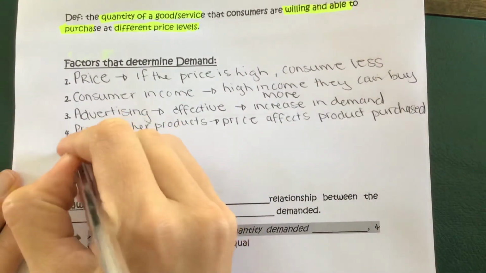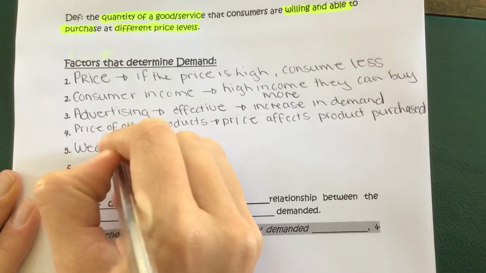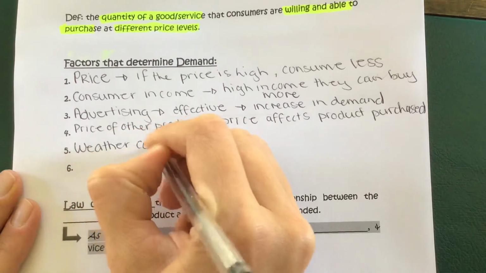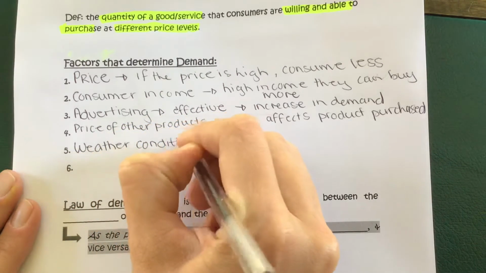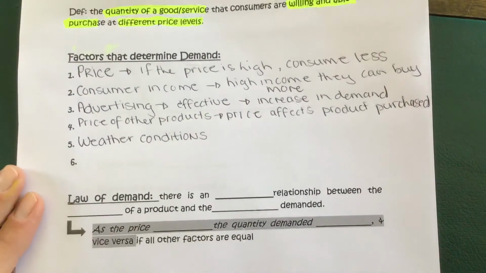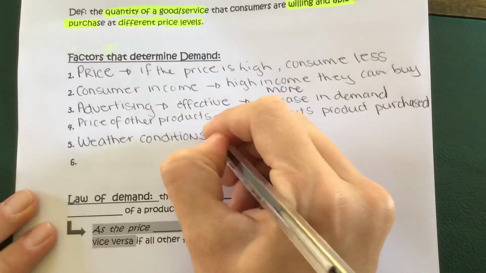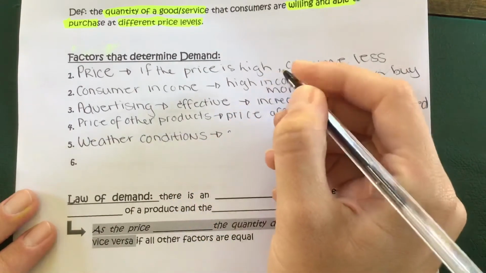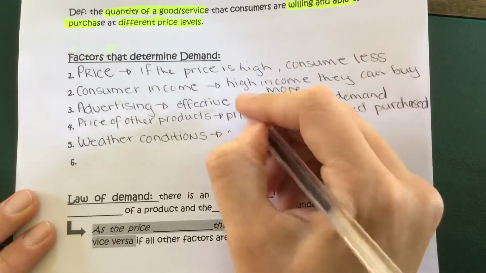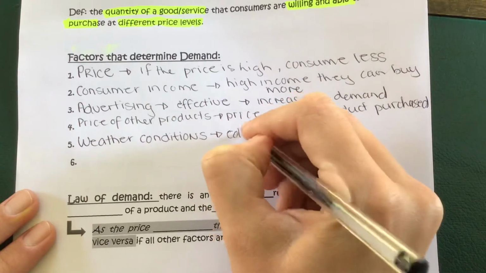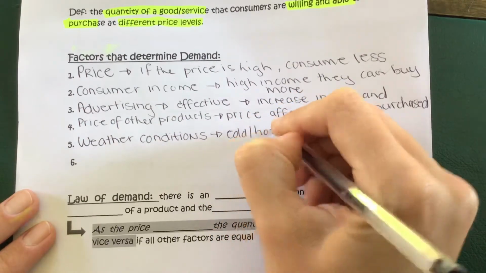Then the fifth thing is weather conditions. For example, bikinis or swimming costumes. Right now we're going into winter. Will people be demanding costumes right now? No, because the weather doesn't allow for us to be wearing swimming costumes. So the demand for swimming costumes will be much less. This also affects the quantity demanded, whether it is cold or hot.